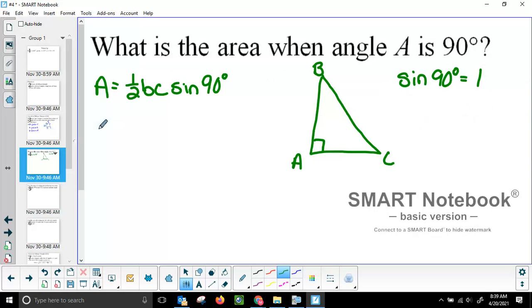So in this case, this is just 1/2 b times c. Well, b here, what is this of the triangle? What could we call this?